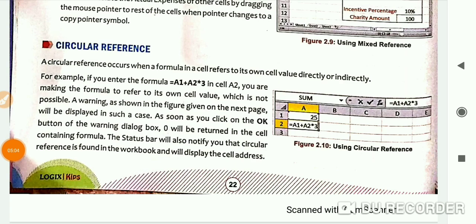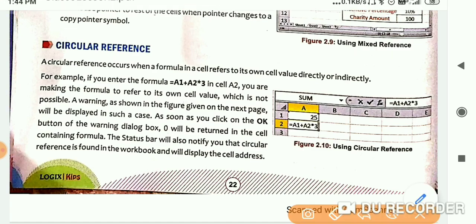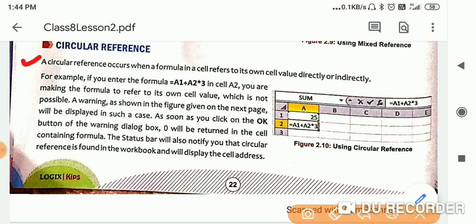Question number 4 is explain circular reference with an example. The answer is given on page number 22 under the heading circular reference. You have to write from here a circular reference occurs till containing formula. Till here. This is the answer 4.